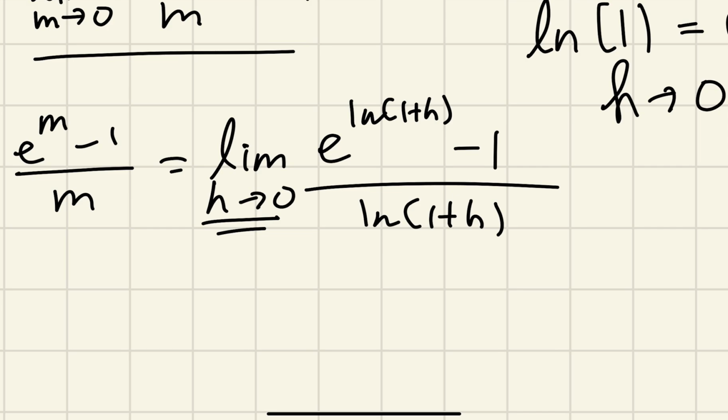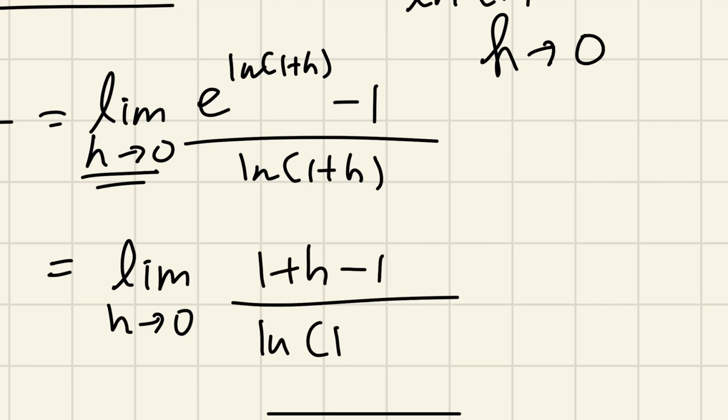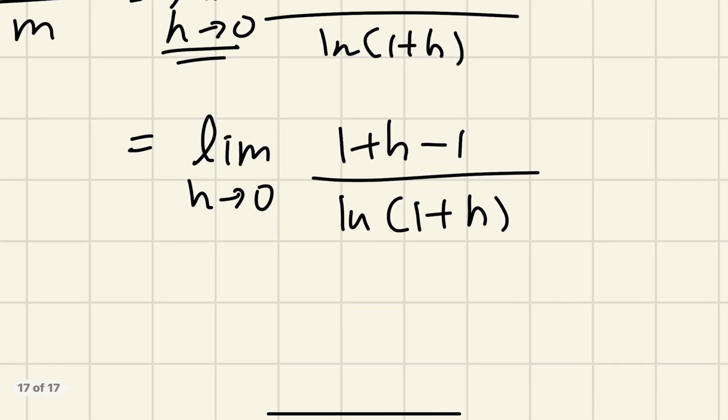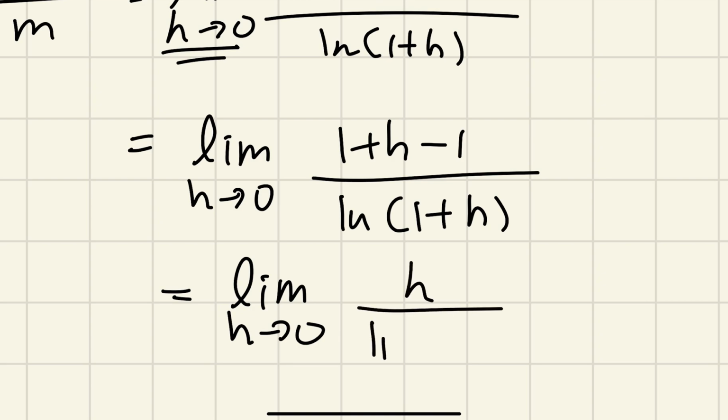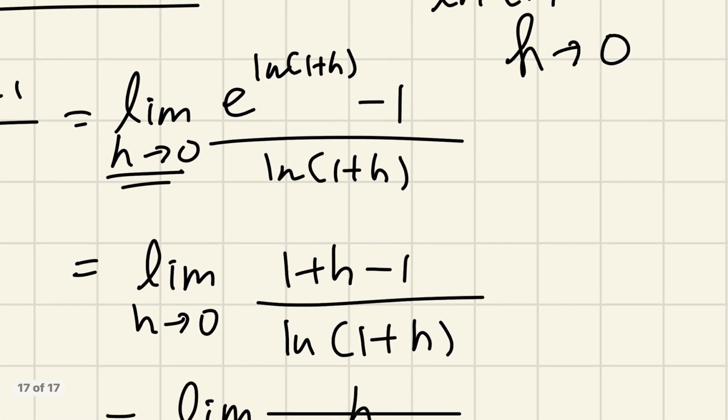And now we bring this down, so as h approaches 0, these cancel, it's just 1 plus h minus 1 over the natural logarithm of 1 plus h. And we get the limit as h approaches 0 of h over the natural logarithm of 1 plus h.